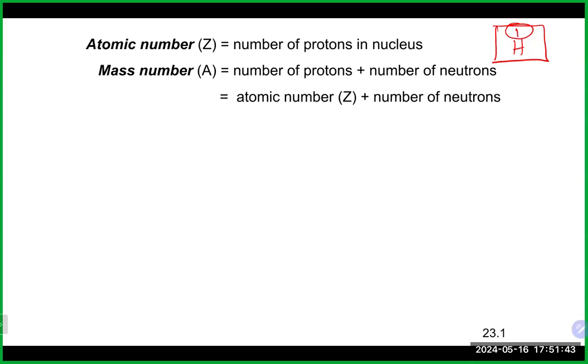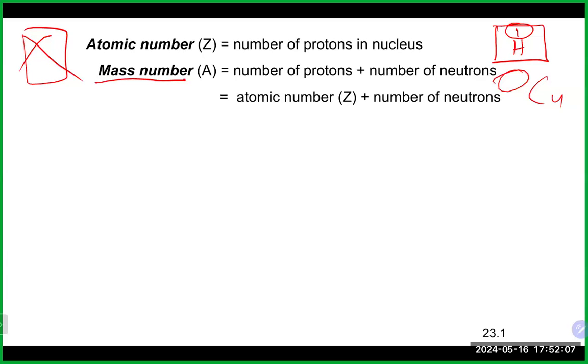The mass number, which is abbreviated A, is usually the top left number. I can't get that right here. It's a long week. This number up there, top left, I think they call that, is the number of protons plus the number of neutrons.